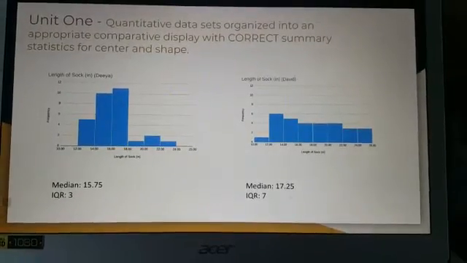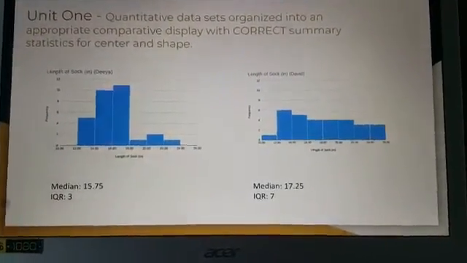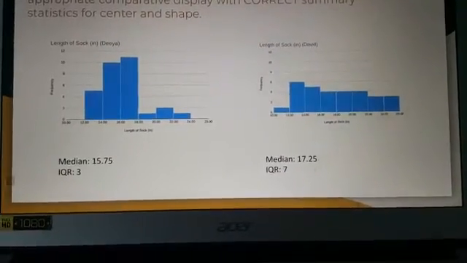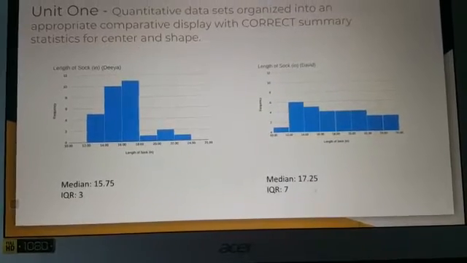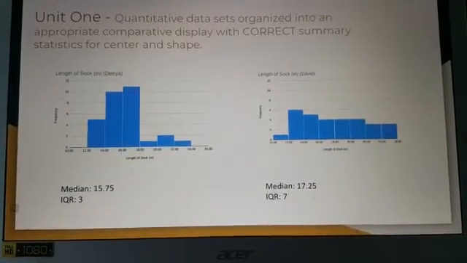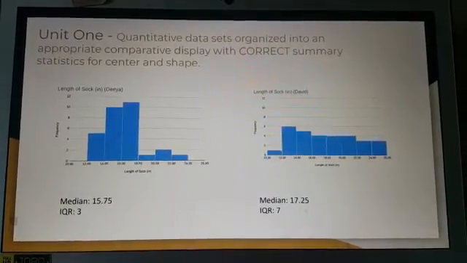These are two histograms that are showing our quantitative data, which is the length of sock. The distribution on the left is skewed right. There are no gaps or outliers. It has a median of 15.75 where the center is and a spread of 3 based on the IQR. We are using median and IQR because our distributions are skewed.